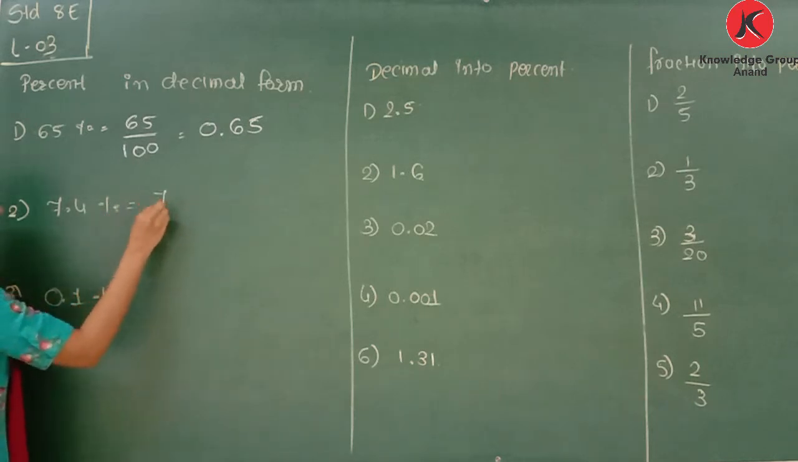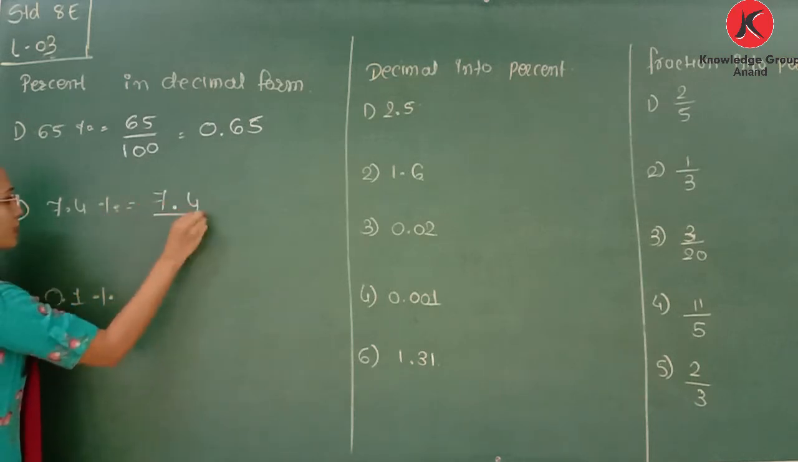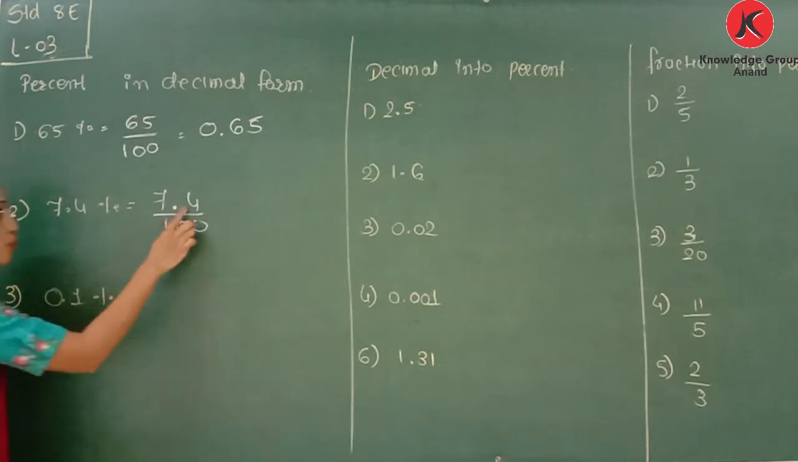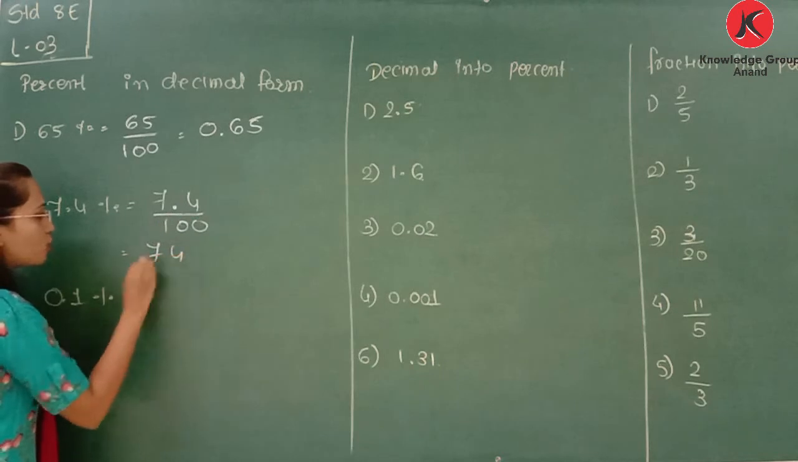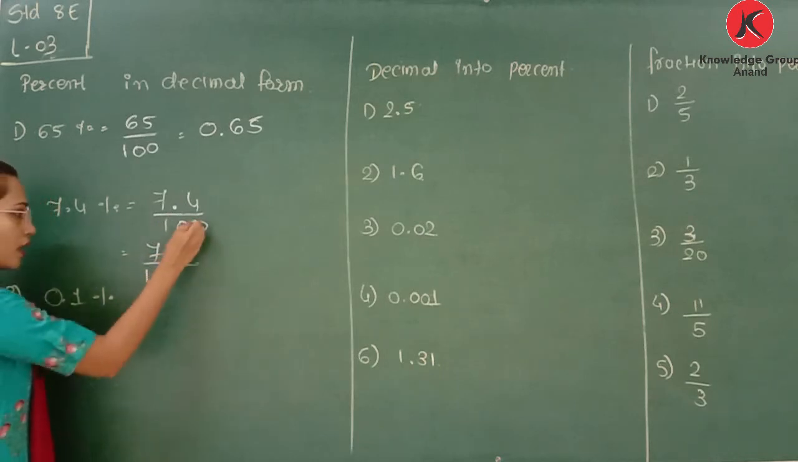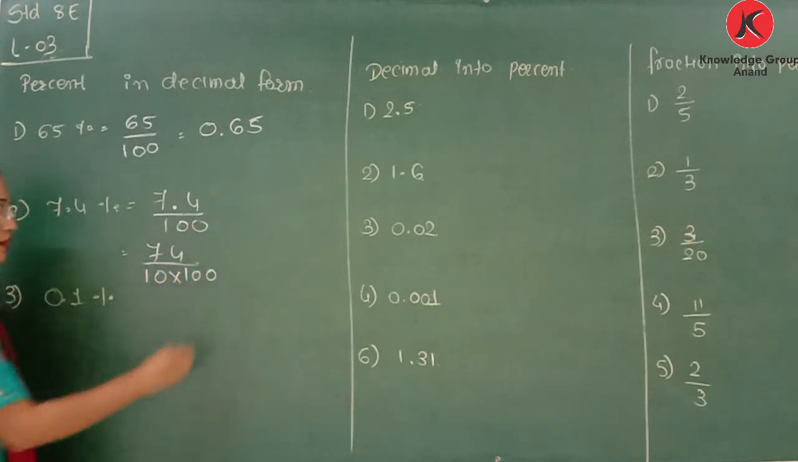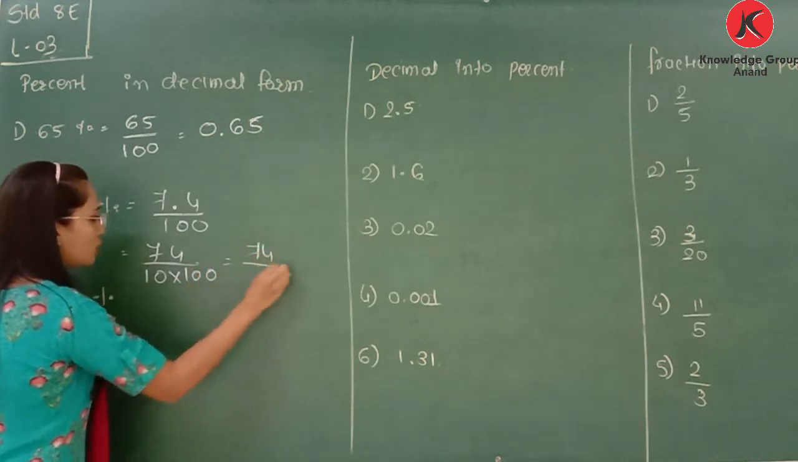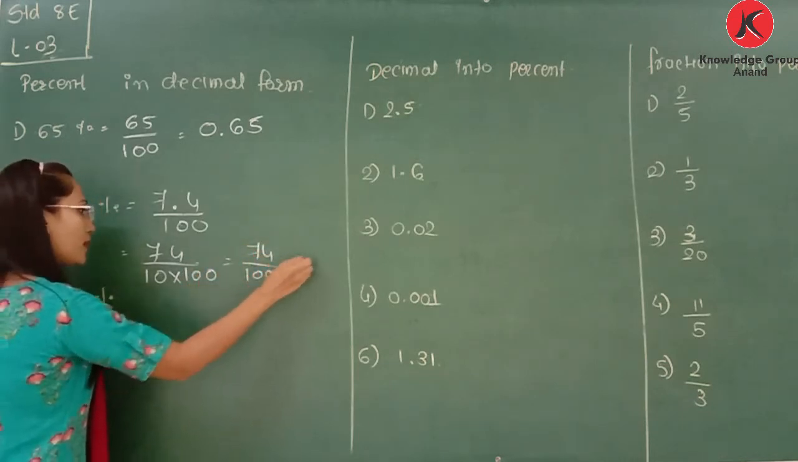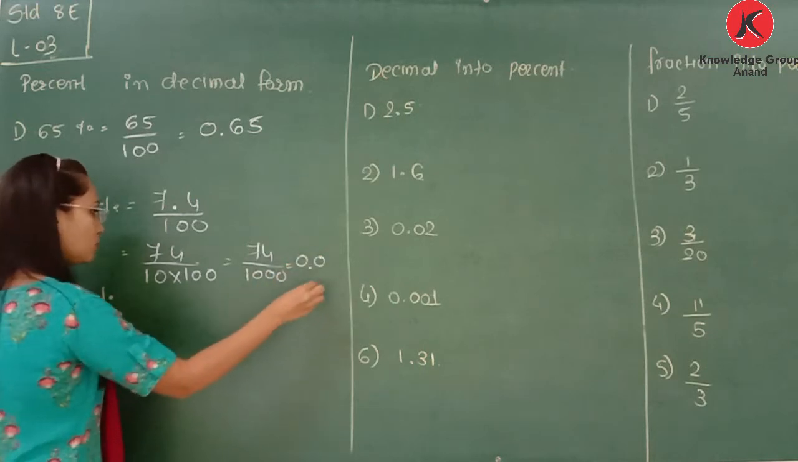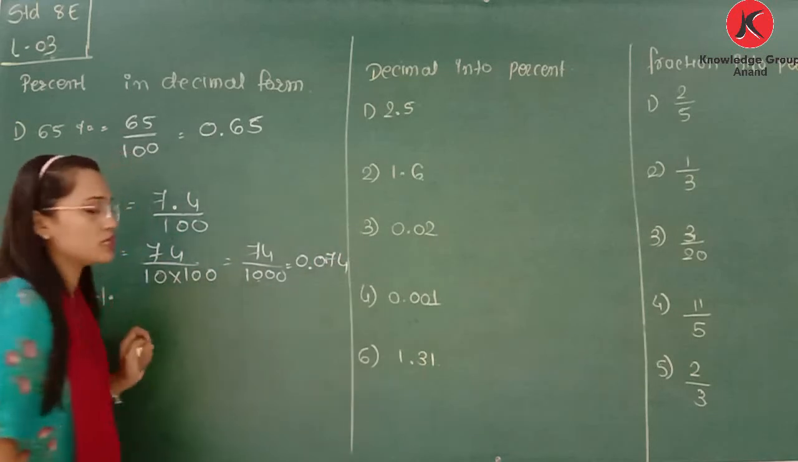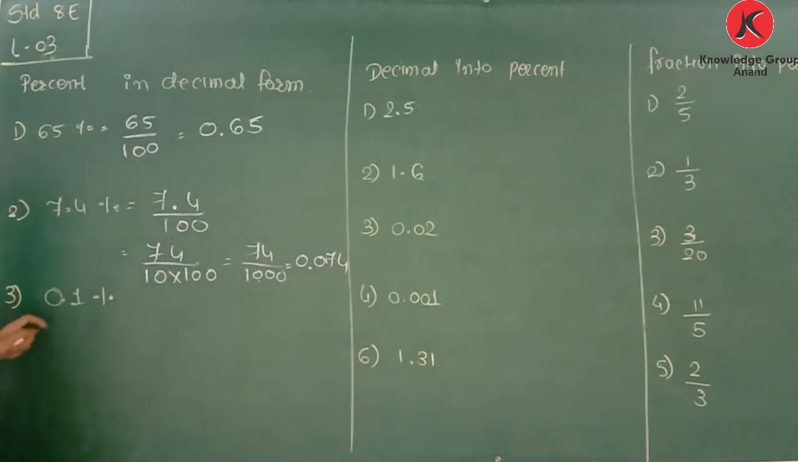So it is 7.4 divided by 100, because the percentage sign is there. Now 7.4 is 74 by 10. 100 is already there, so we can write 10 into 100. Now there are 4 zeros in the denominator, so as a decimal it is 0.074.